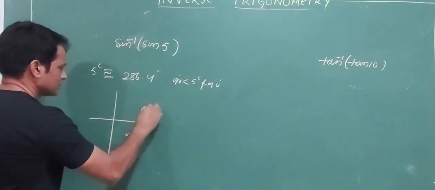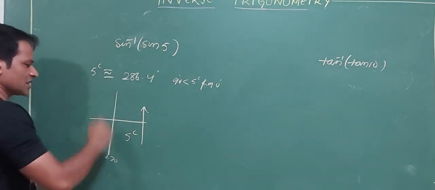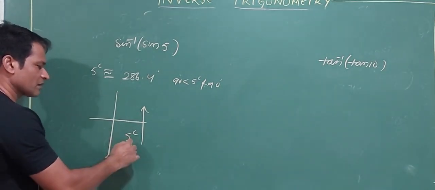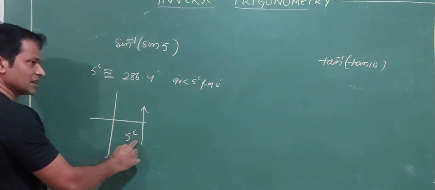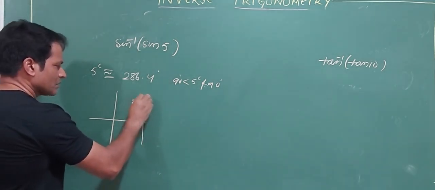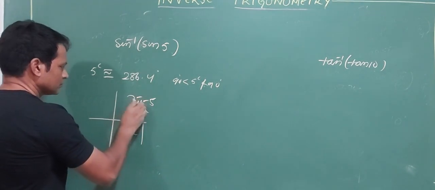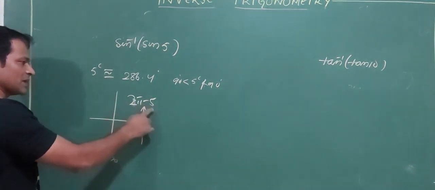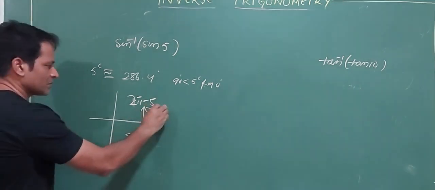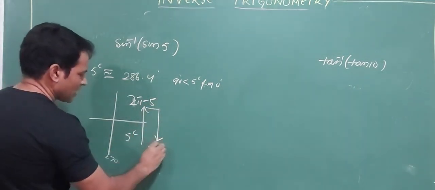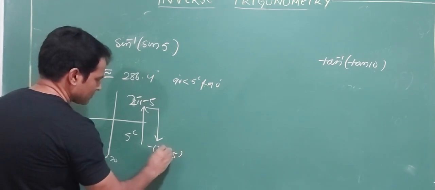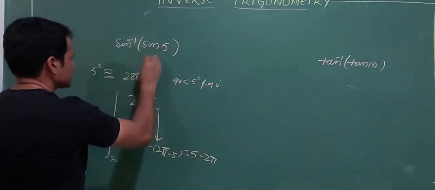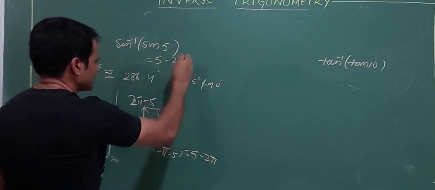Take it to the first quadrant. If you take it to the first quadrant, how to take it? 2 pi minus theta. 2 pi minus 5. That means 2 pi minus whatever value is there, 2 pi minus 5. Then come down, minus of 2 pi minus 5. 5 minus 2 pi. This question's answer is 5 minus 2 pi.